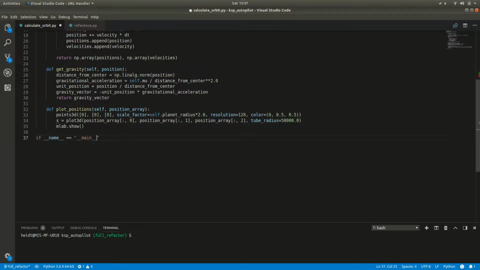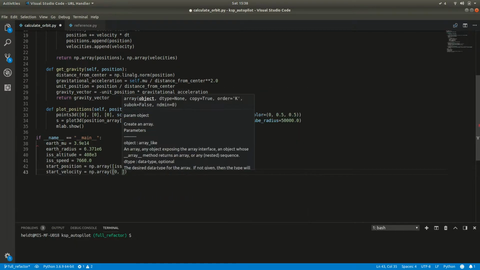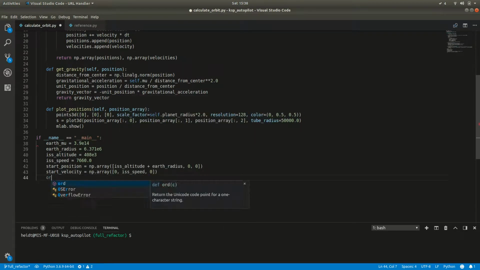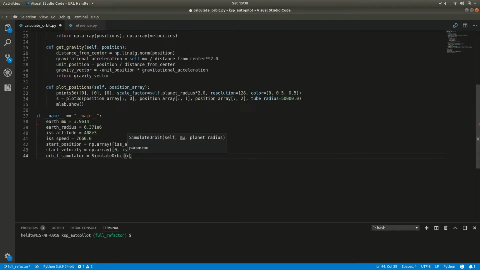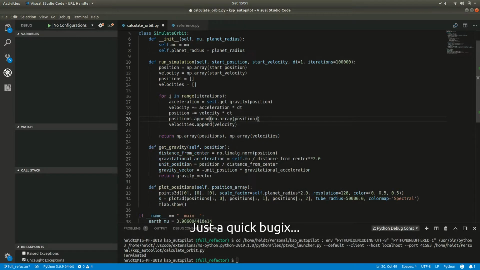We'll use something that we already know of, the International Space Station. So we can look up a lot of this information that we need. We know Earth's mu value, which is about 3.9 times 10 to the 14th, and its radius, which is about 6 million meters. We know the International Space Station is at an altitude of 408,000 meters, and it's moving about 7,660 meters per second. So everything we need to plot its orbit.